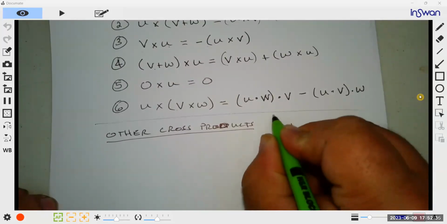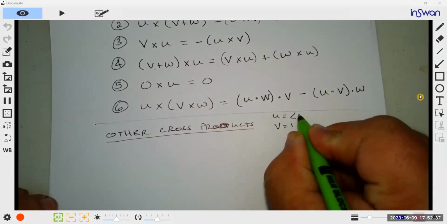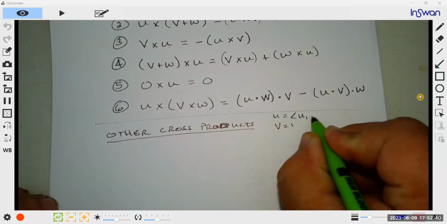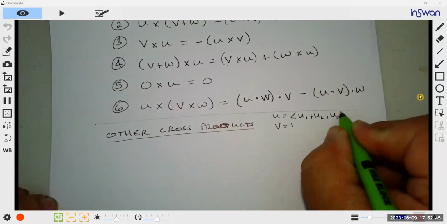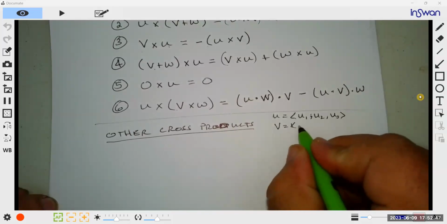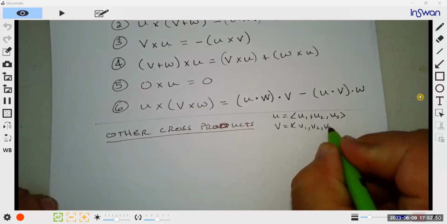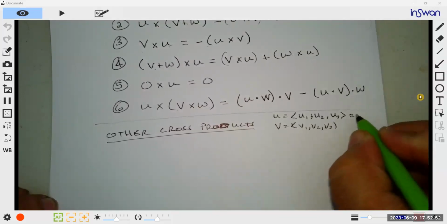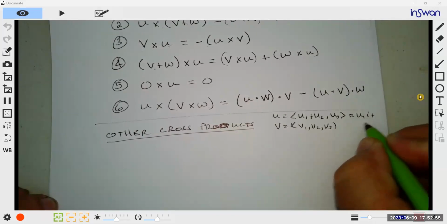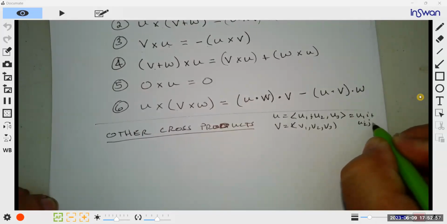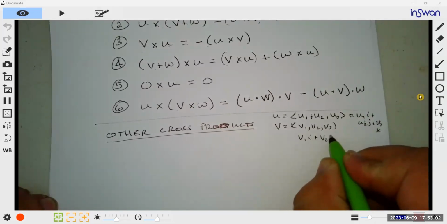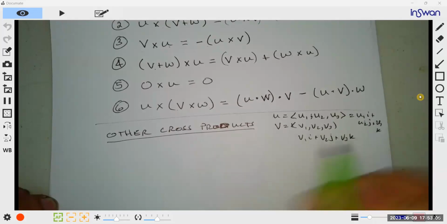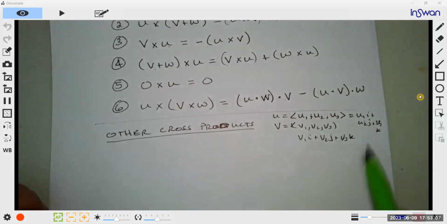Remember, u is u1, u2, u3 and v is v1, v2, v3, and we put them together. We could also write u1 i, u2 j, u3 k, and v1 i, v2 j, v3 k. Now when we look at it this way, we have i, j, k.